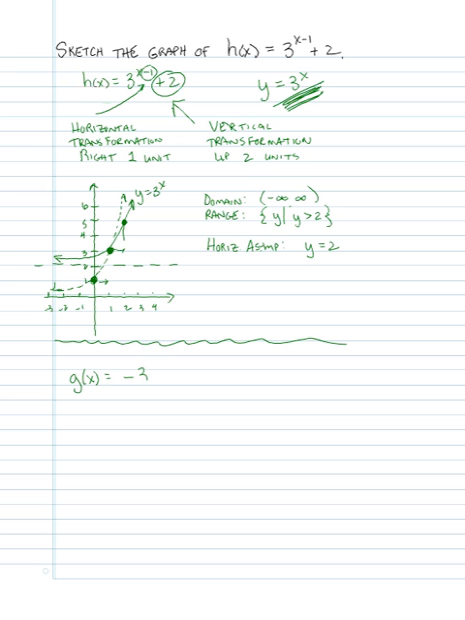Now, if we were asked to sketch, for instance, g of x is equal to the negative of 3 to the x, the only transformation we have here is that negative sign. And that causes a reflection. Now, because it's not on the x, it's after the x has been used in the exponent, that's a reflection about the x-axis, not the y-axis.